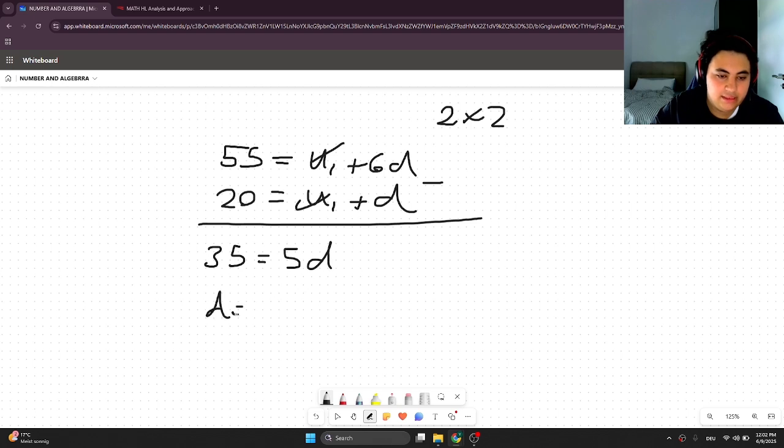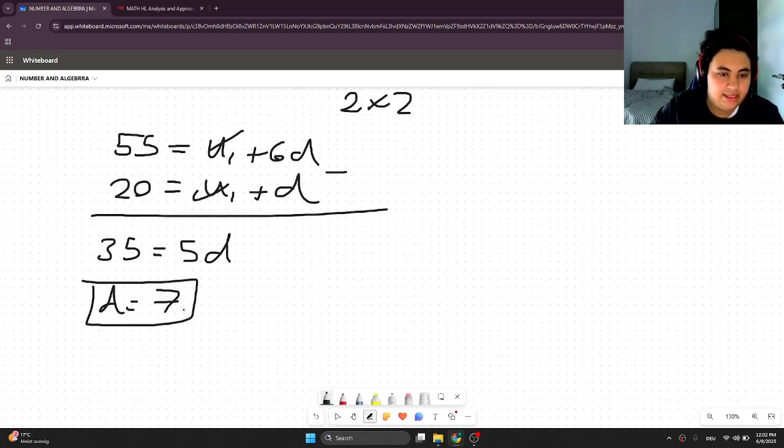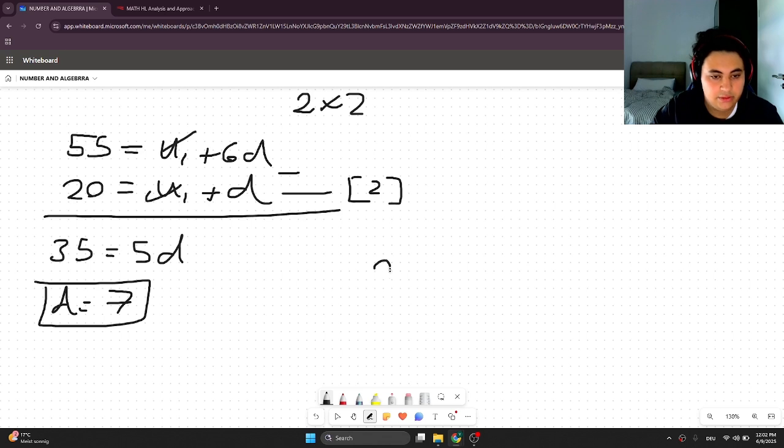So therefore, d is equal to 7, right? Because 35 divided by 5 is 7. Cool. So now that you have that, take it and plug it into whichever equation you want. I want to plug it into equation number 2. So I'm going to take d = 7 and plug it into 2. We have 20 is equal to u1 plus 7. We're going to do minus 7, so 13 is equal to u1.